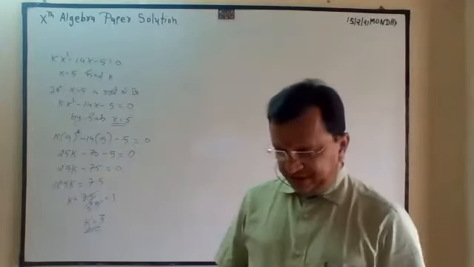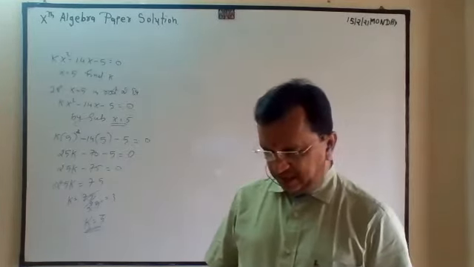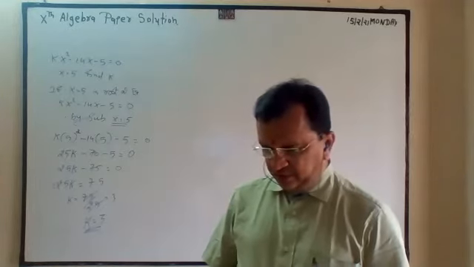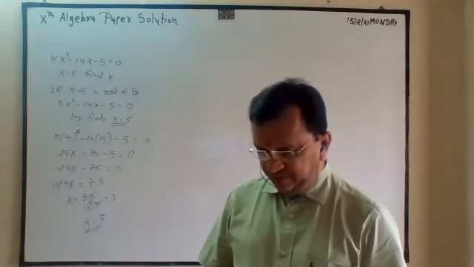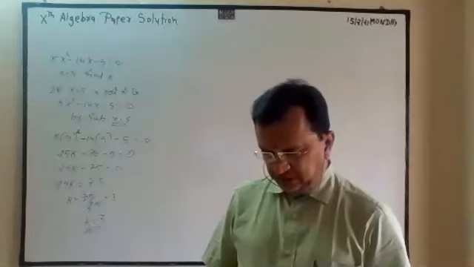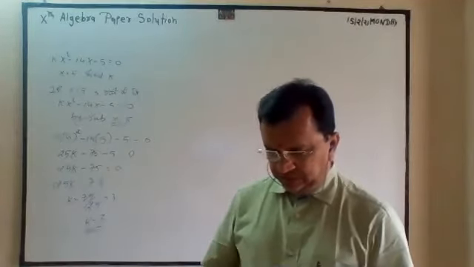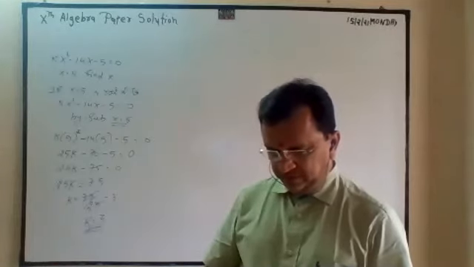A person deposited rupees X in a savings bank account at the rate of 5%, and rupees 5Y in a fixed deposit at 10%.